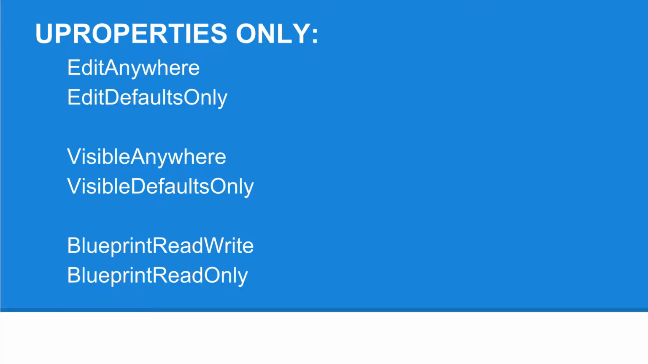Next, I want to talk about VisibleAnywhere and VisibleDefaultsOnly. Again, first I'm going to start with their technical definition, and then we can go through and see what those actually mean. VisibleAnywhere indicates that this property is visible in property windows but cannot be edited at all. While VisibleDefaultsOnly indicates that this property is only visible in property windows for archetypes and cannot be edited.